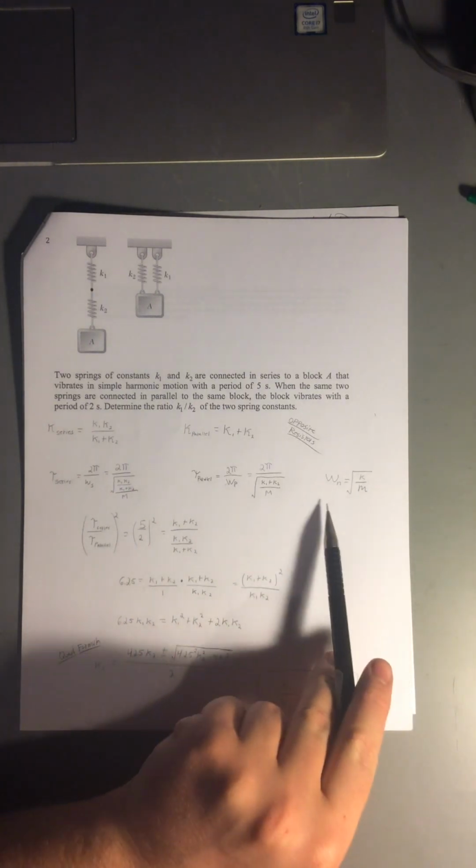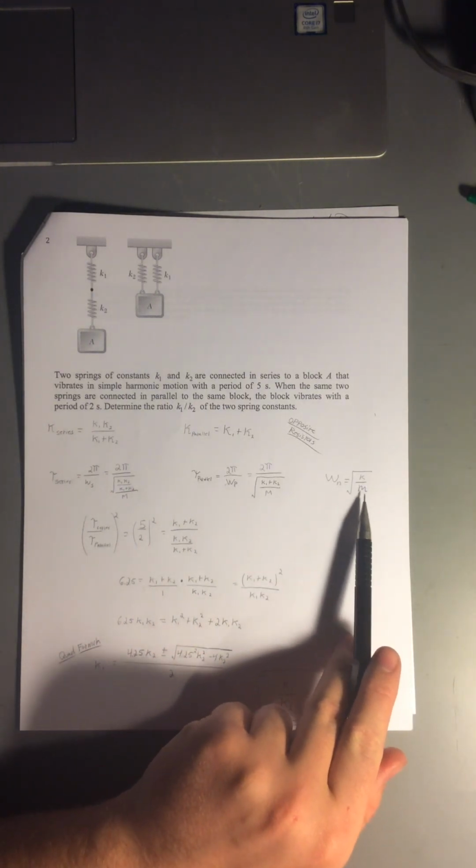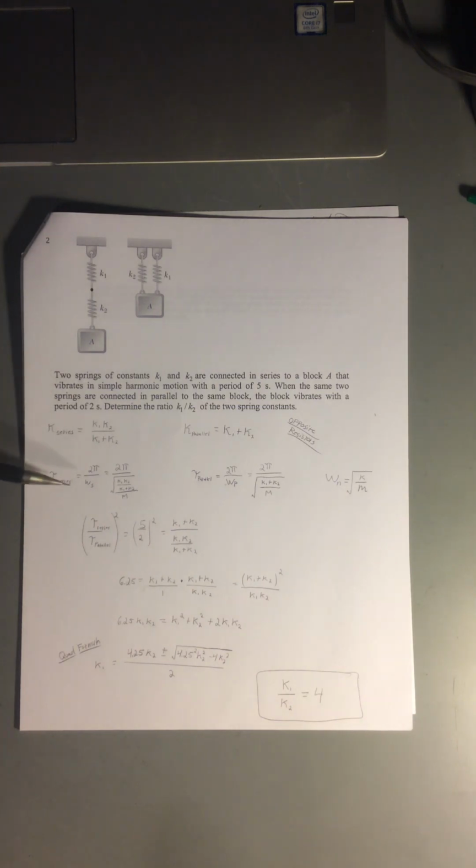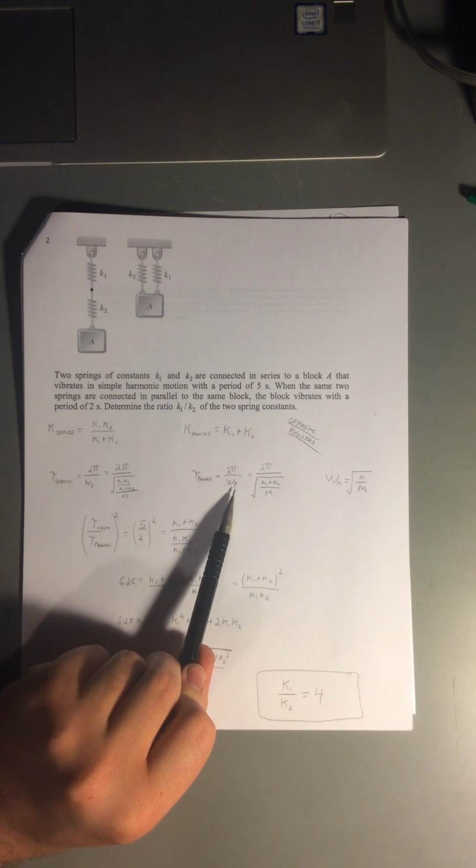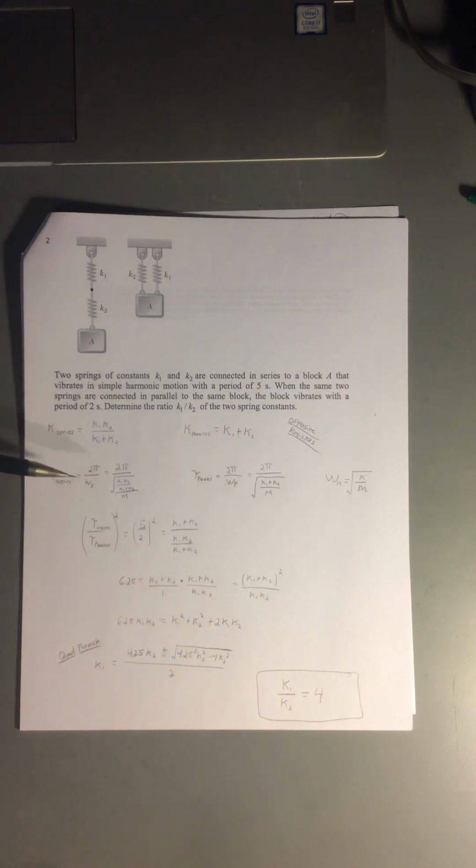And so once we know those relationships for the equivalent K value for both of these diagrams, we can use what we were told in the problem about the periods to solve for that ratio. We know that the period is 2 pi over omega, and we know that omega for the springs equals the square root of K over M. All I've done here is mark omega for series with an omega S and omega parallel with an omega P.